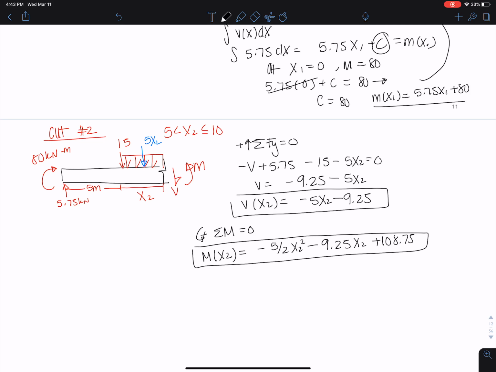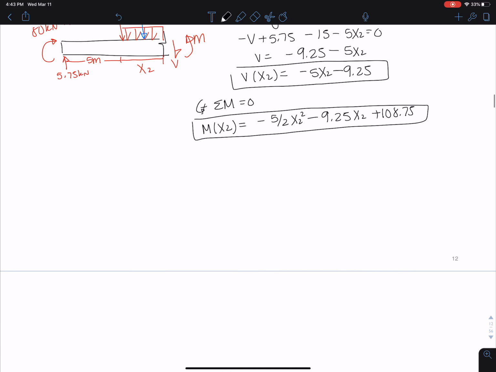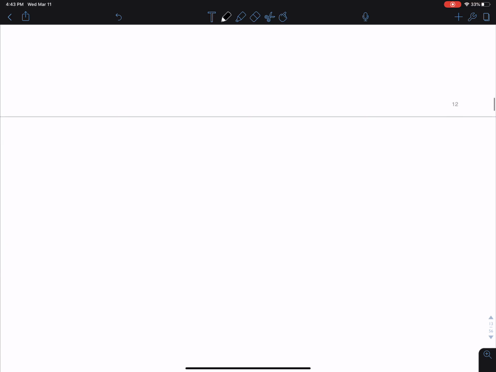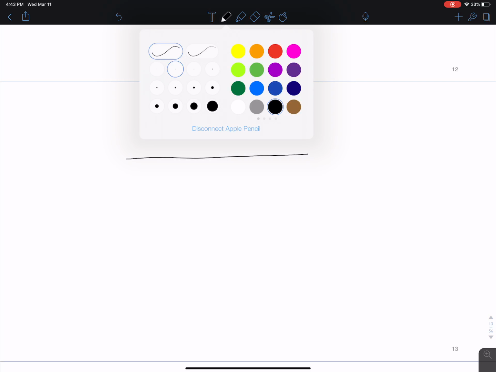Okay, after much work, we have all of the equations for shear and moment for our beam. That is the first part of this solution. And now we just have to draw our shear moment diagrams, okay? So again, I'm going to draw them here actually. A nice clean page. I'm going to draw our beam first, okay? And let's draw all the loading we have.